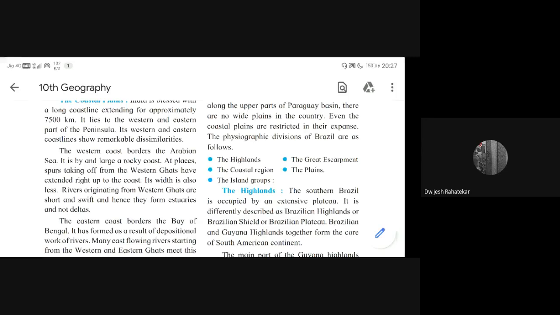So guys, as India is divided into 5 physiographic divisions, likewise Brazil is also divided into 5 parts for our study. See here, first one is the highlands. Whatever highlands, hill regions are present in Brazil, it is about that. Next one is the Great Escarpment. So what do you mean by escarpment? The Great Escarpment means it has a very steep slope.